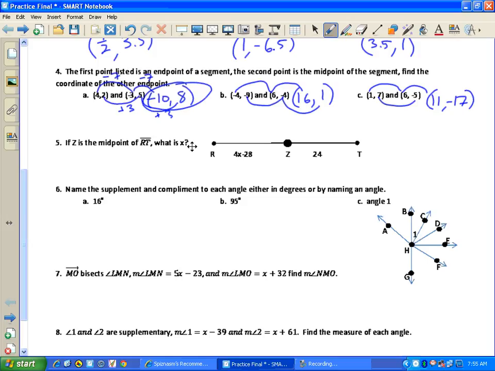Z is the midpoint of RT. What is X? So if Z is the midpoint, that means that these are congruent, which means these two expressions are equal. Because congruent means equal. If this represents the length of this and this represents the length of that, those lengths have to be equal. So I'm going to add the 28 over, which gives me 52 divided by 4. I get 13.